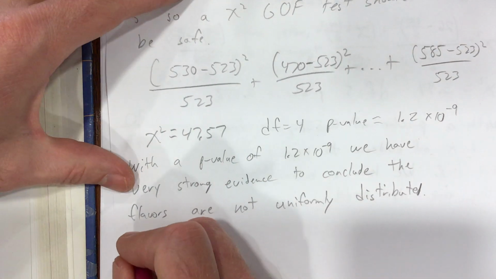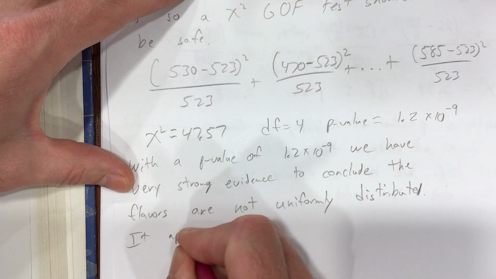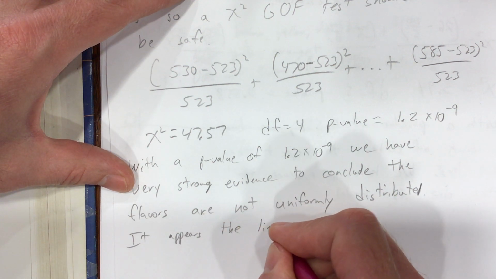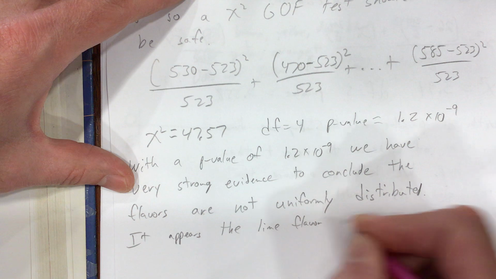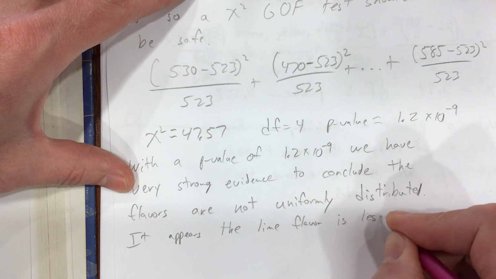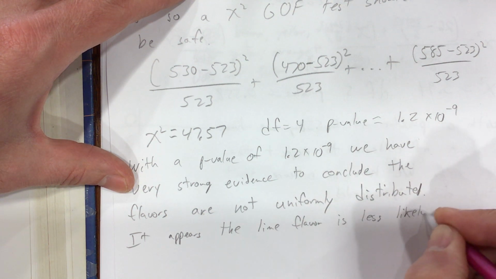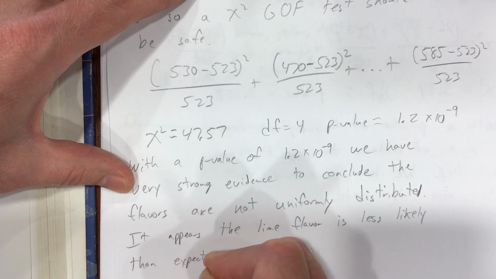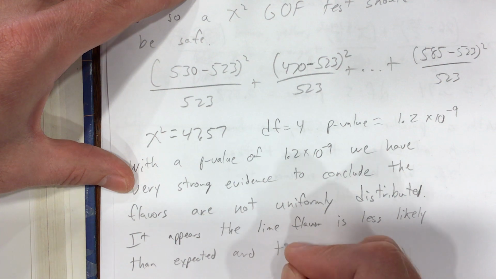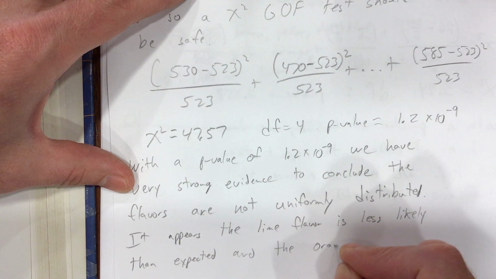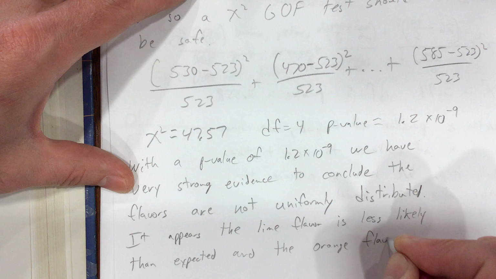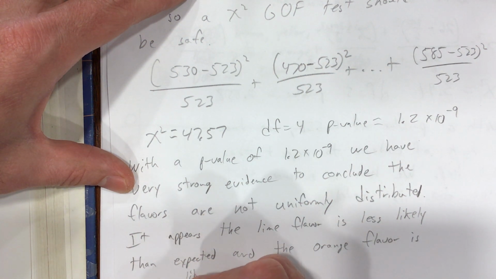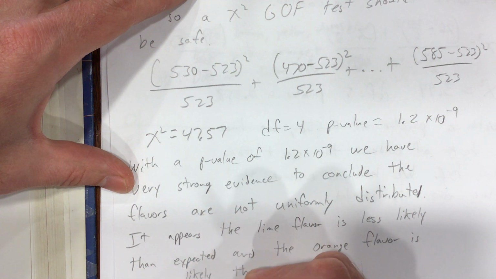Okay, so it appears the lime flavor is less likely than expected, and the orange flavor is more likely than expected.